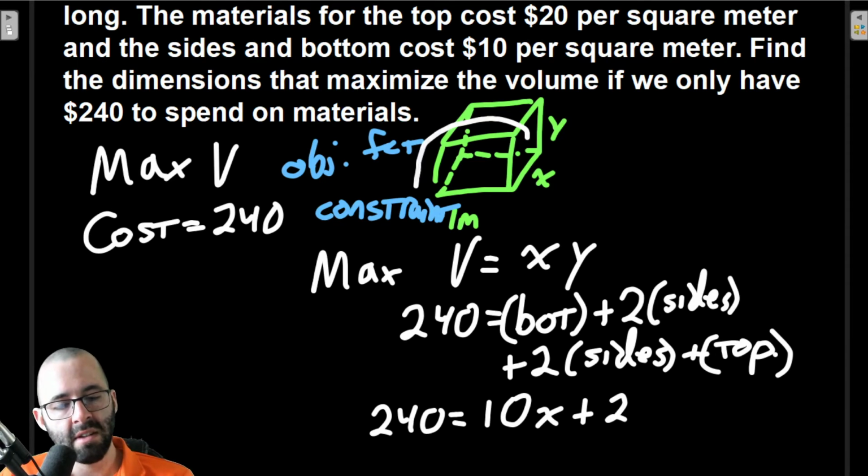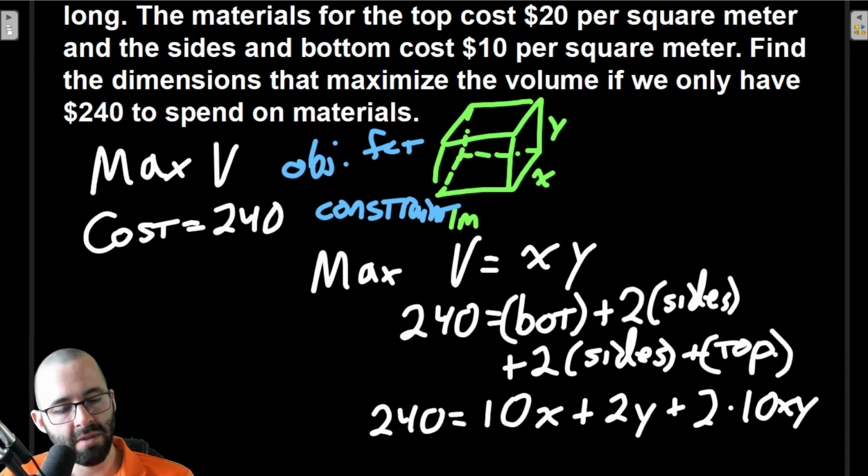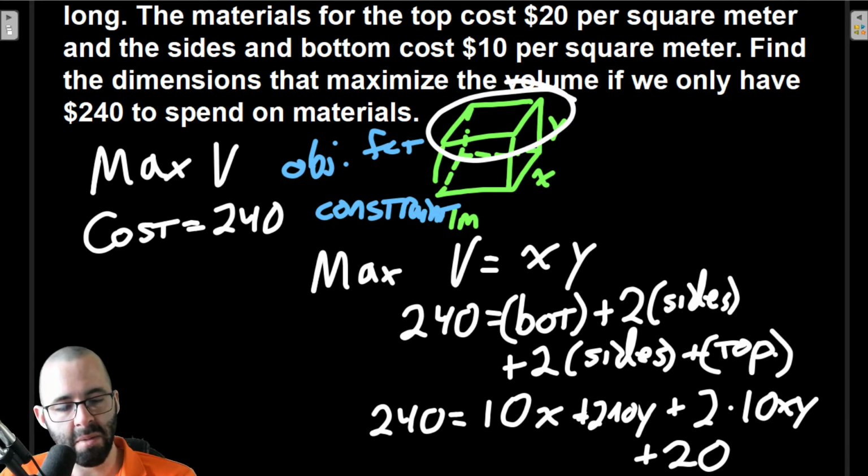Plus 2 times the cost of this side, this front and back side. Again, the base is 1 meter, the height is y. Plus 2 times the cost of this side. This side costs $10 per square meter, and there are xy square meters. It's going to be 10xy. I'm definitely missing a cost of 10 a little earlier on. It's going to be 10 times 2y, or 2 times 10y actually, if I'm consistent. All right, and then plus the cost of the top. And the cost of the top is $20 per square meter. What's the area of the top? Well, it's the same as the area of the bottom, right? Which is just x.